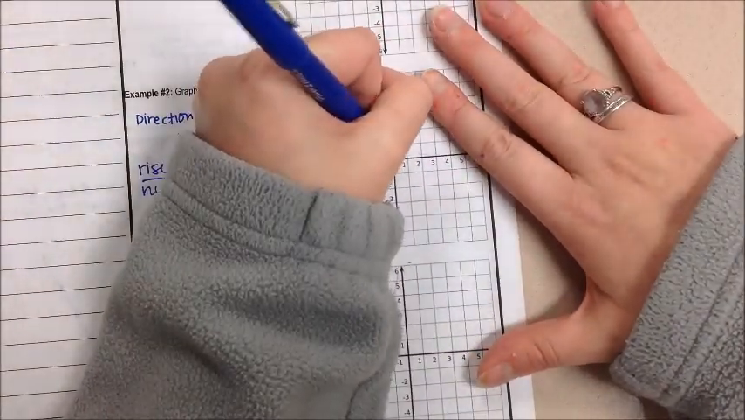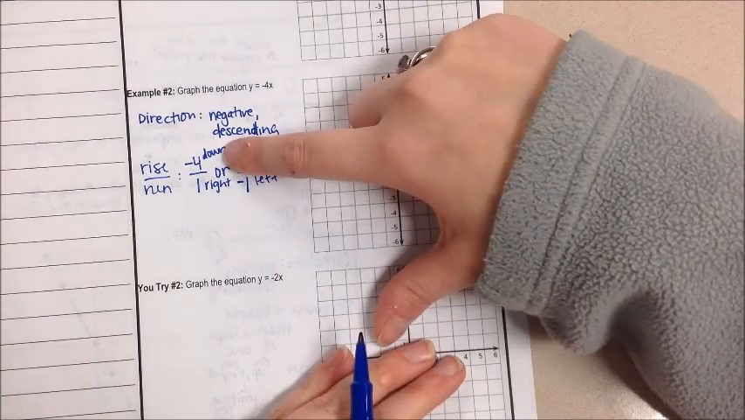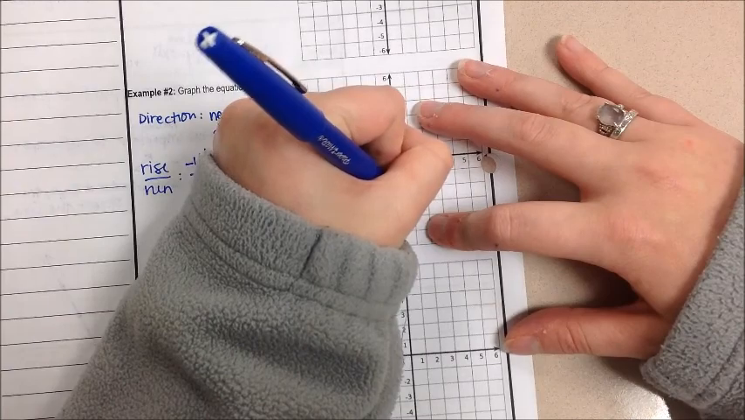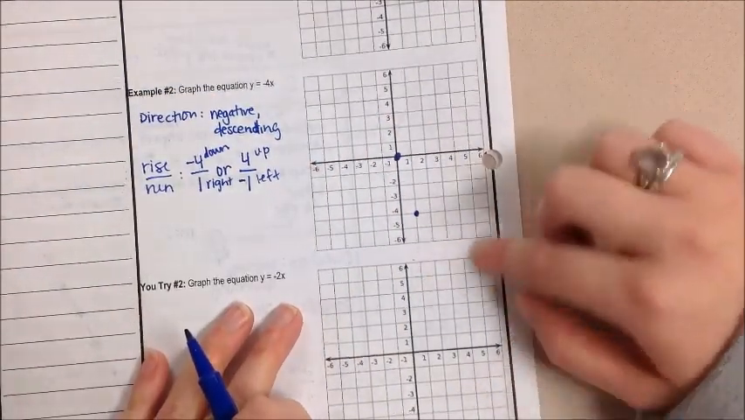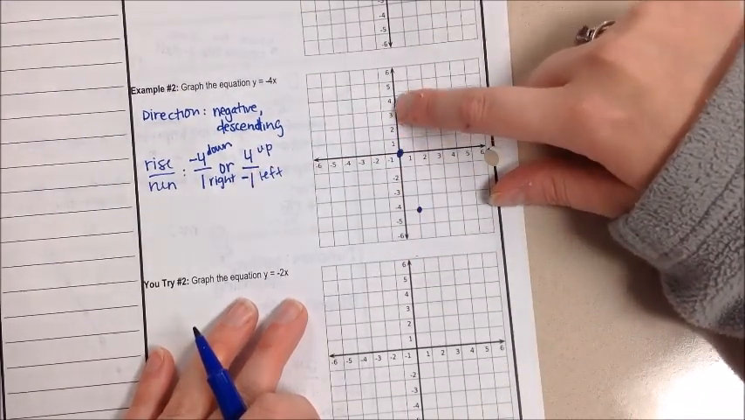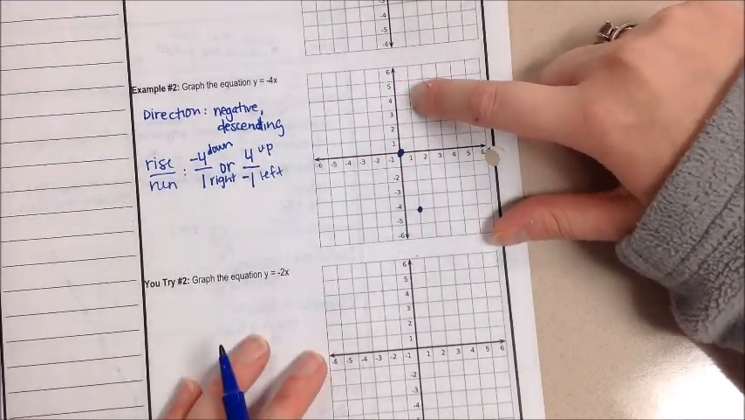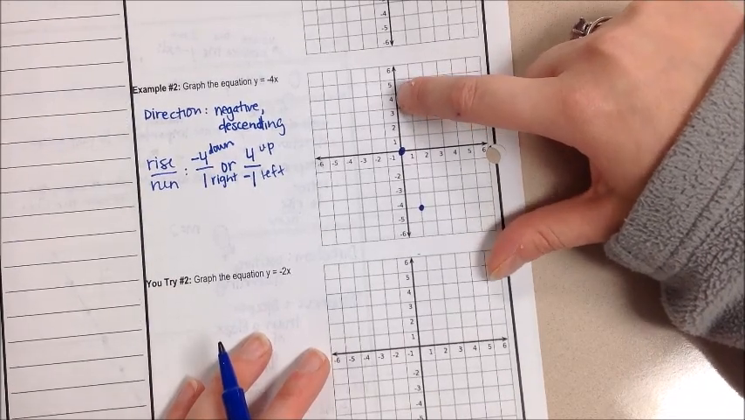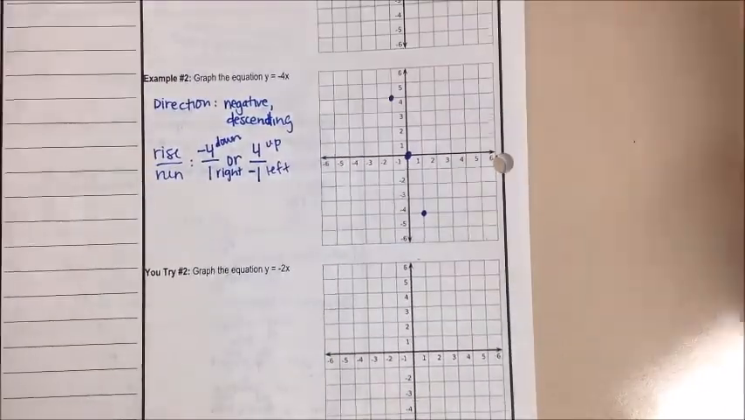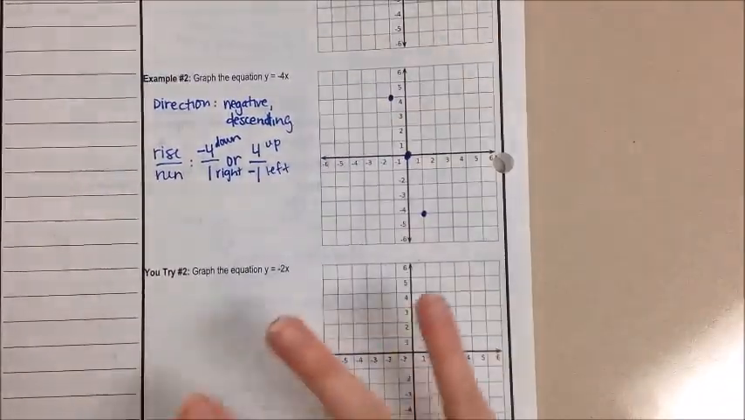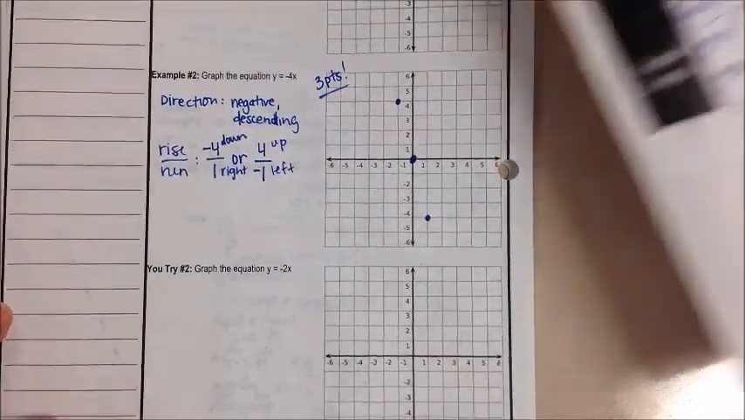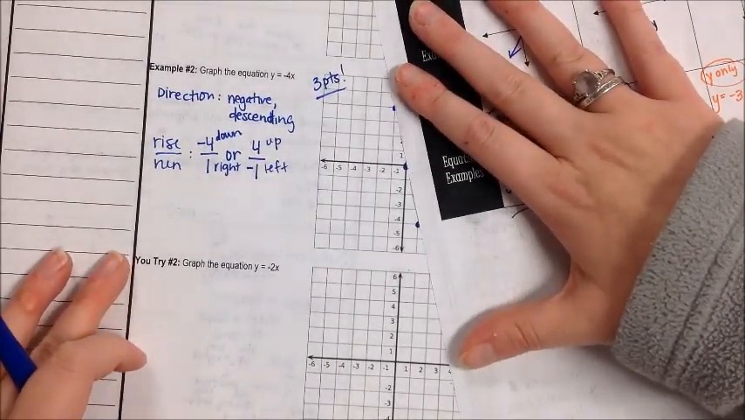So I'm going to start at my 0, 0. I'm going to go down 4, 1, 2, 3, 4, and to the right 1. So that's here. I don't have anywhere else I can go this way, so I need to go up also. So I need to go 4 up, 1, 2, 3, 4. If I go this way, that's not going to make a line, so I'm going to go to the left, just like I wrote right here. Now I always want you to graph at least 3 points. 3 points is necessary, at least. You can graph more. Now I'm going to draw my line.